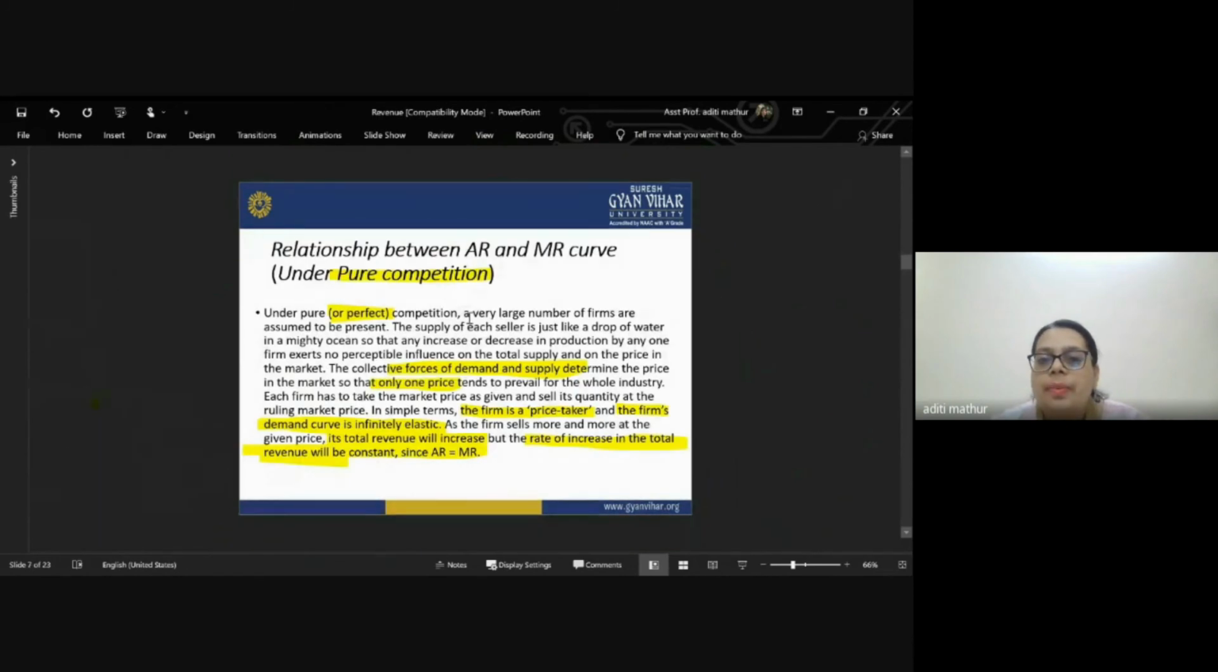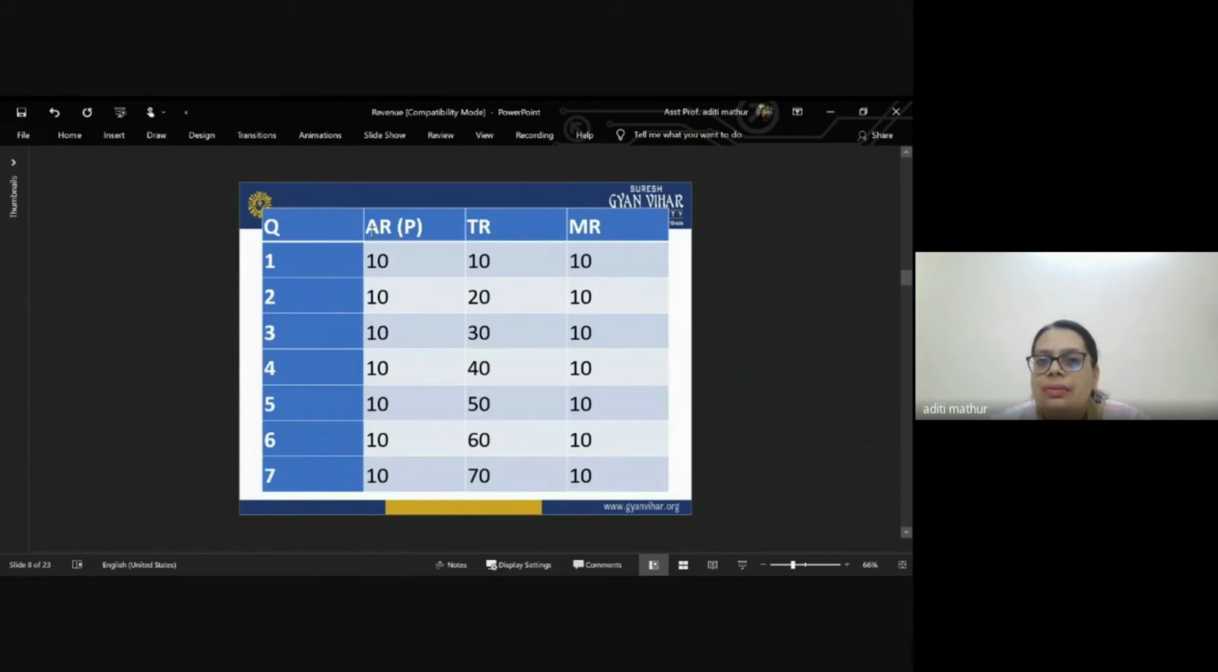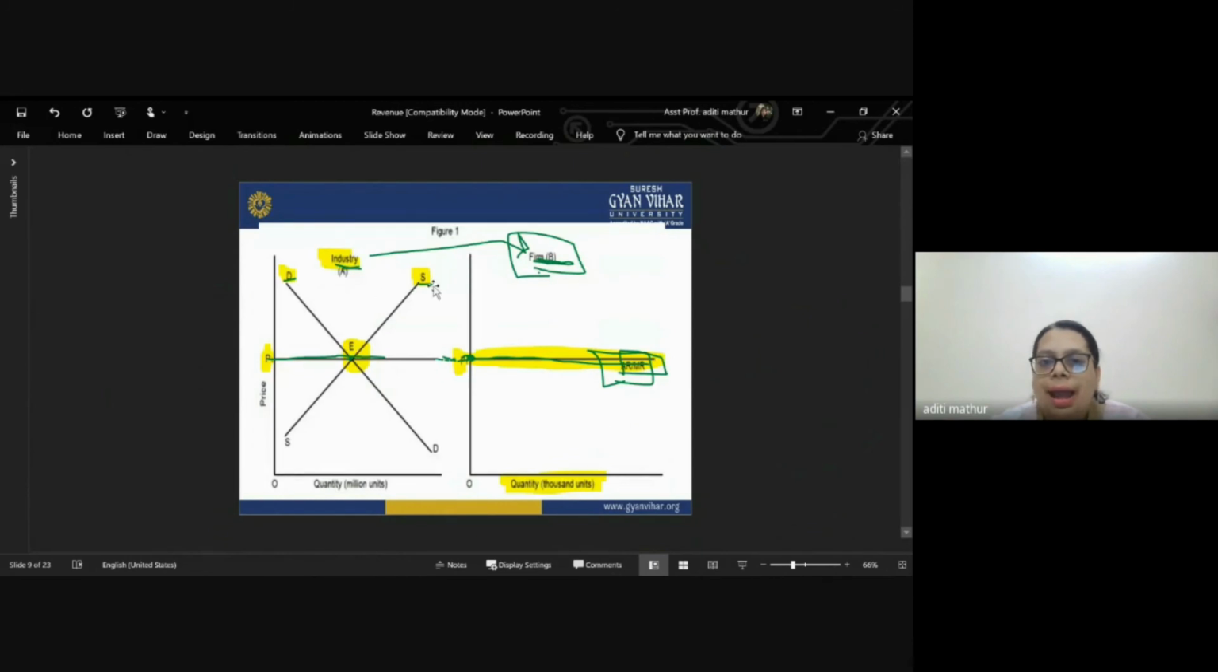The relationship in perfect competition or pure competition is that your AR is equal to MR. You can see it over here: your AR is equal to MR. And this is how we draw the graphs when we talk about perfect competition.